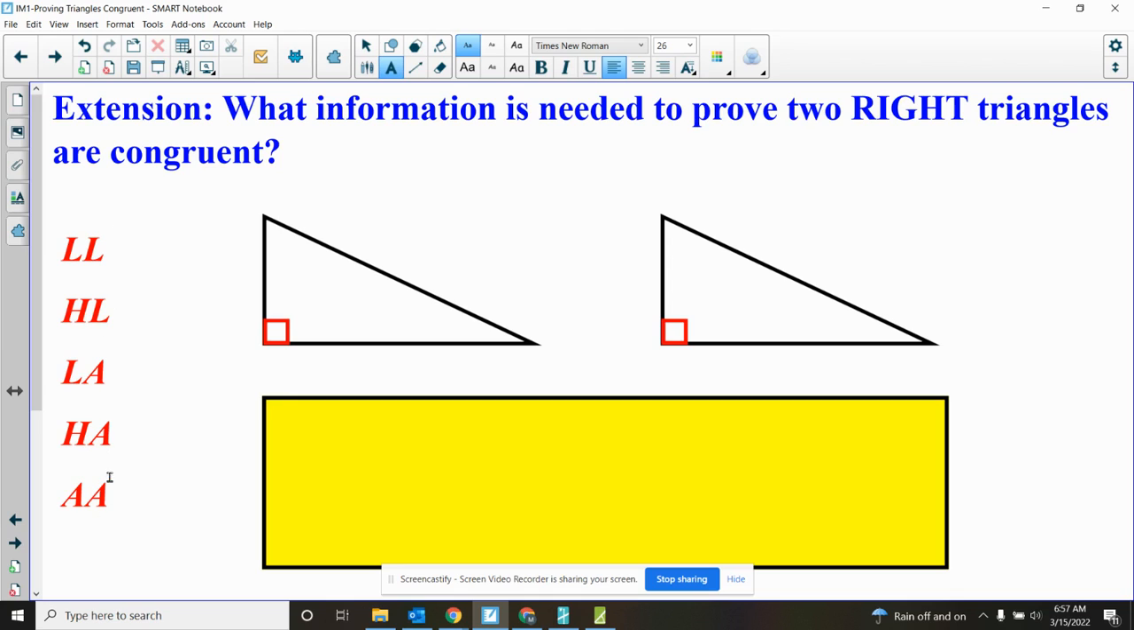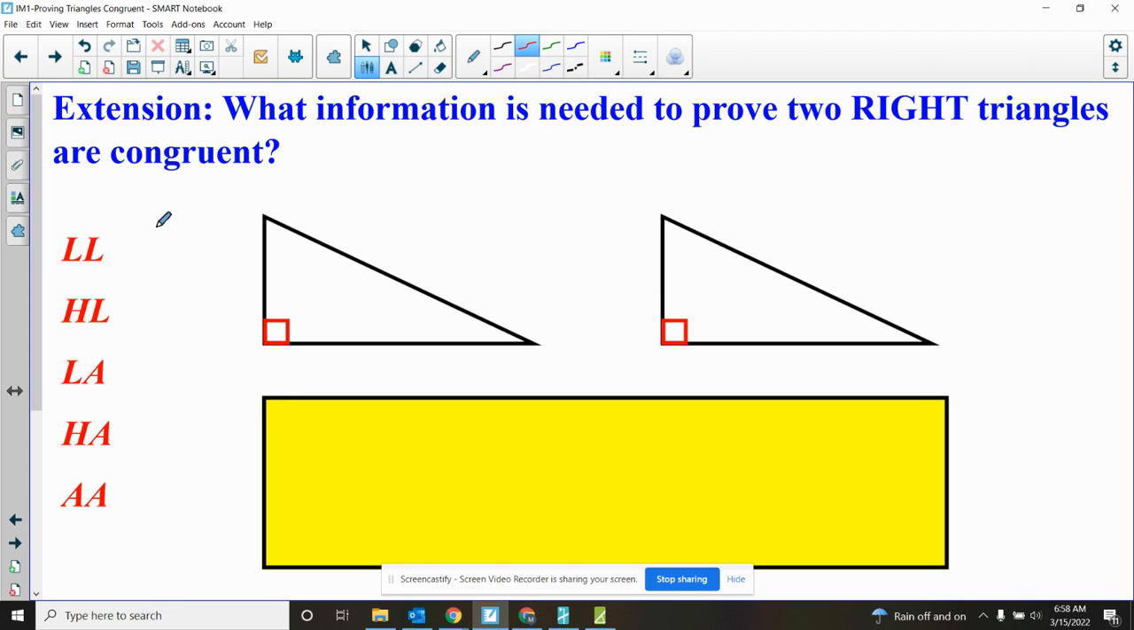So the question is, of these, which ones will prove that 2 right triangles are congruent? Now here, when you see the letter L, it stands for leg, meaning the 2 sides that make the right angle. Those are called the legs. So a leg over here and then a leg at the bottom. The H stands for hypotenuse. That would be the longer side that is always across from the right angle. And then the A refers to an angle that isn't the right angle.